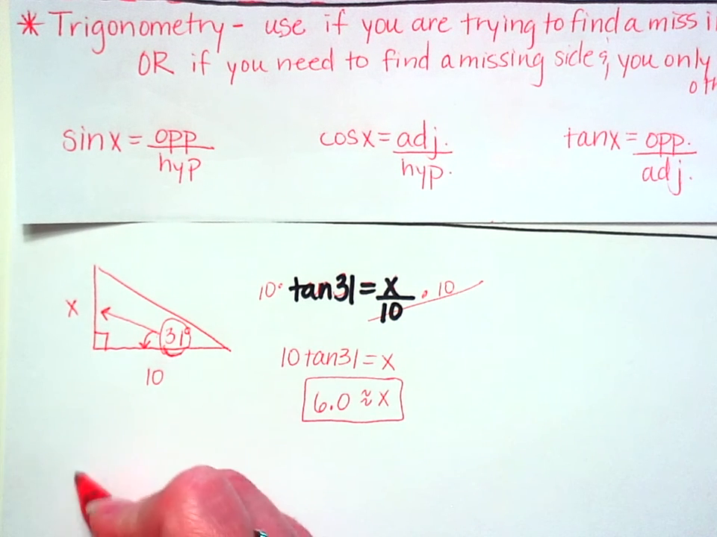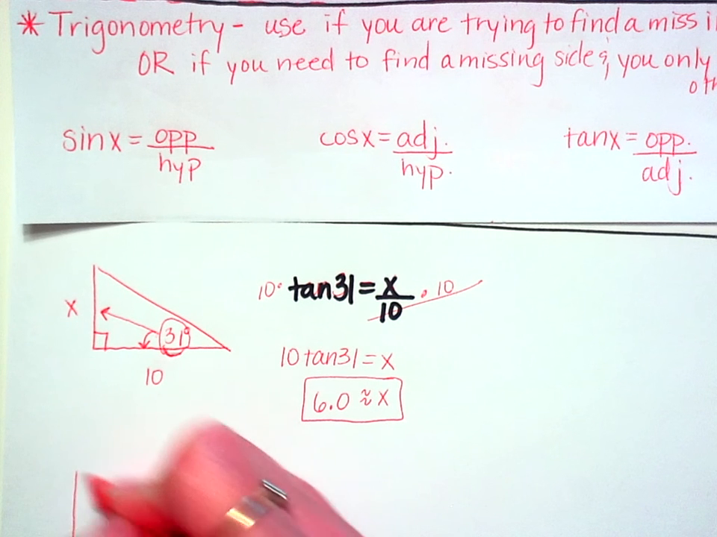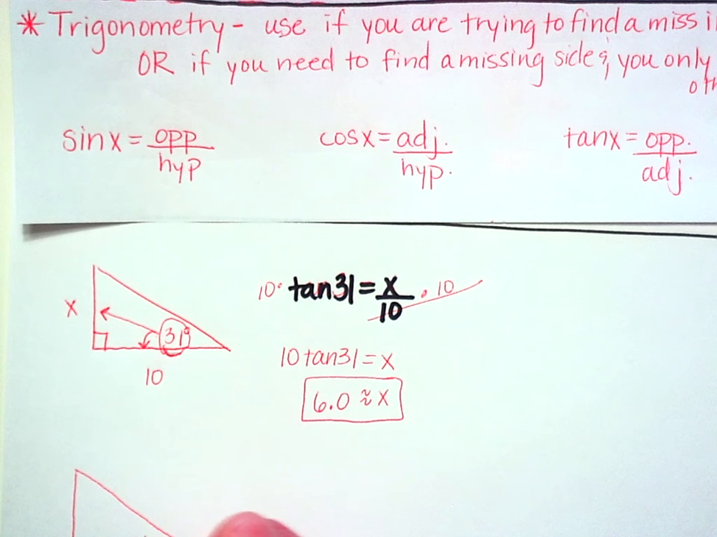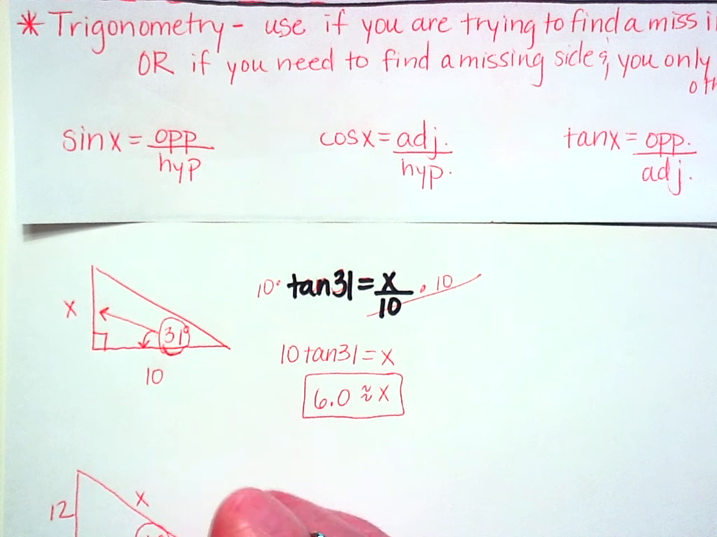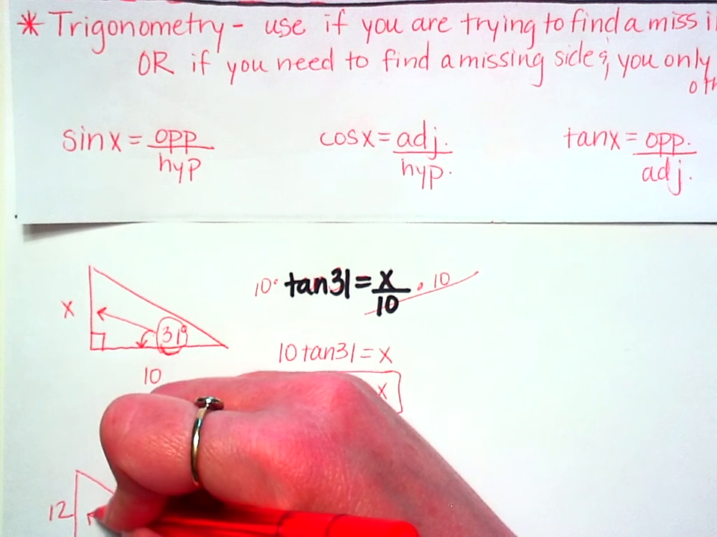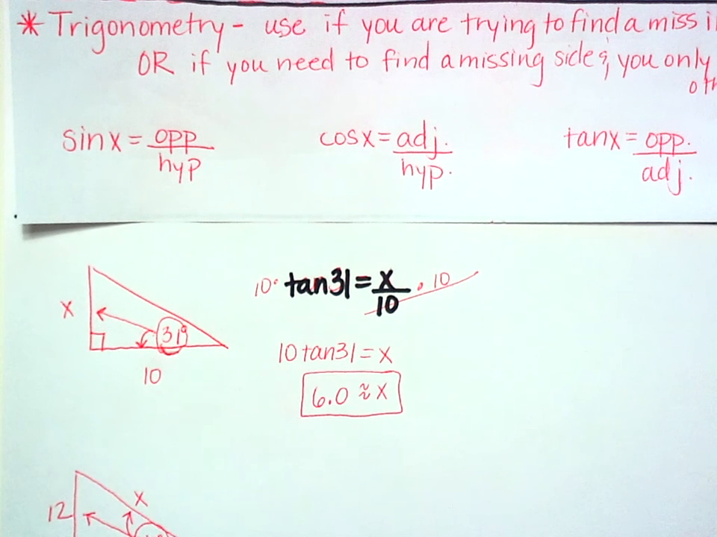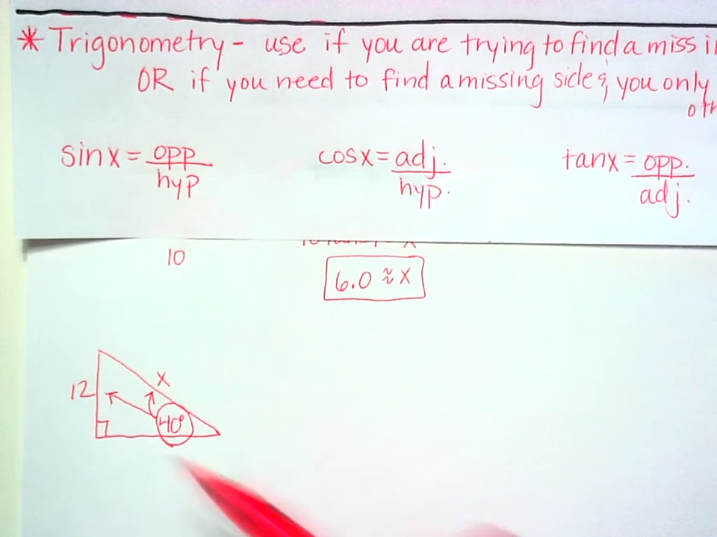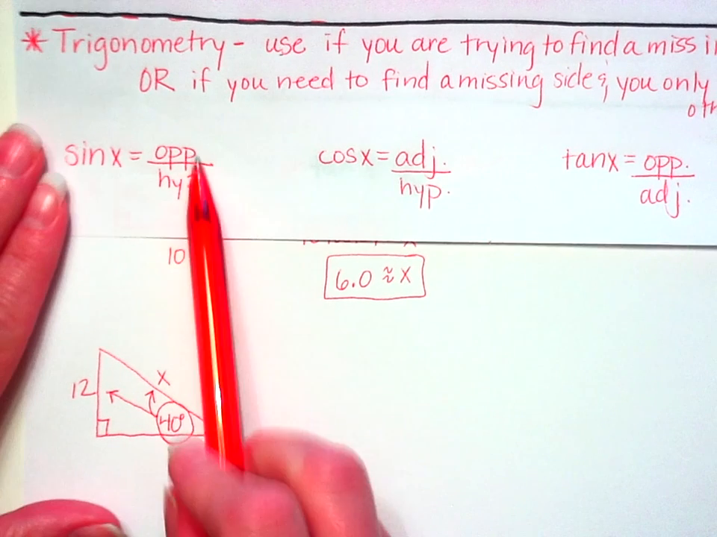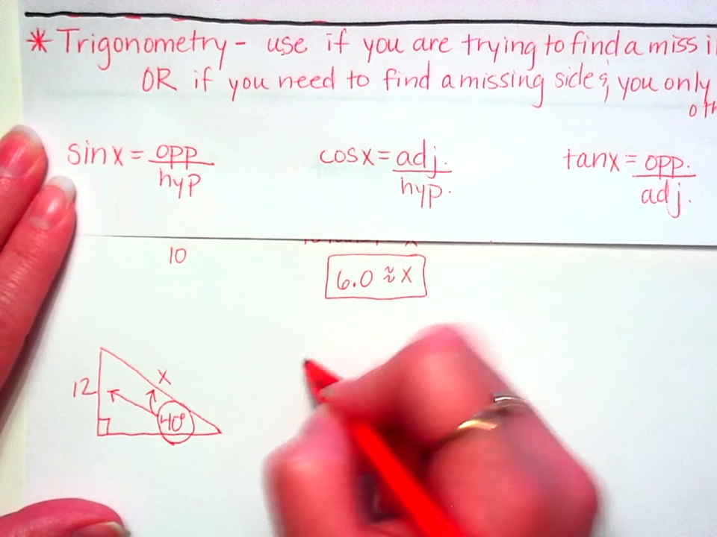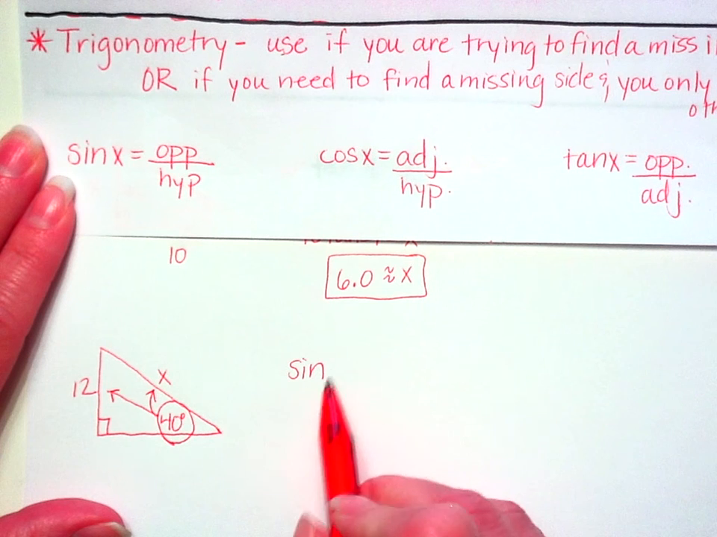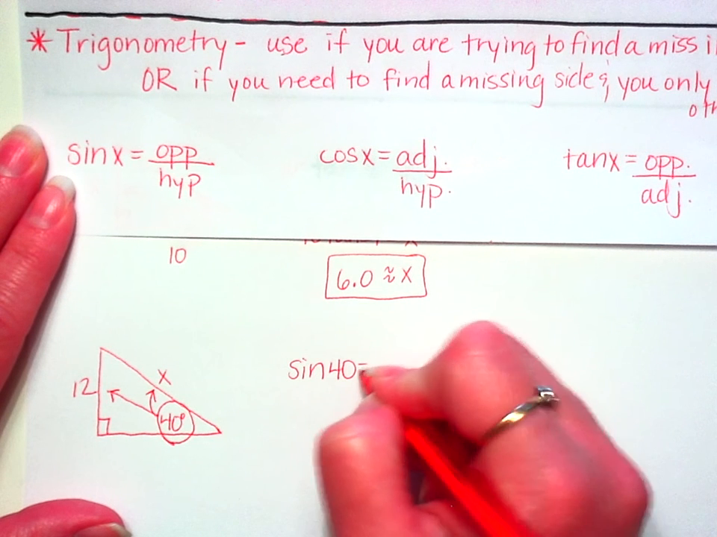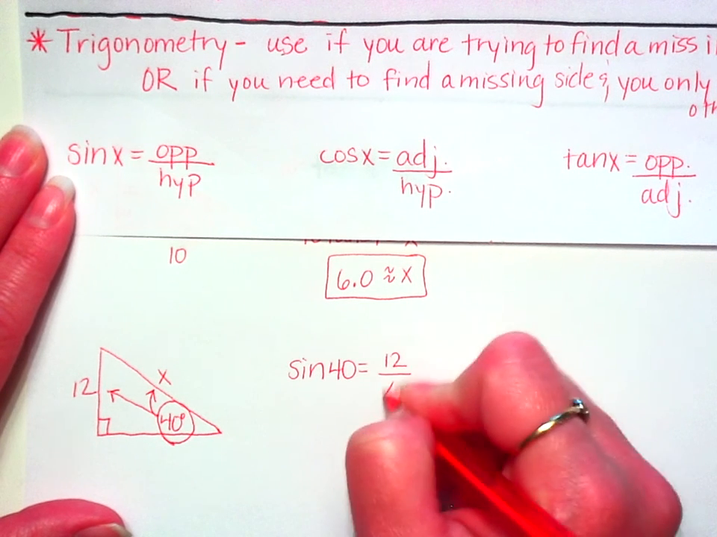Okay, let's do another one. Okay, so on this one, again, I'm going to circle the angle. I know the opposite side. I want to know the hypotenuse. Oops, sorry, didn't realize you couldn't see that. Okay, so opposite and hypotenuse. That goes with sine. So I'm going to go sine, and then I always put the angle next to it. And then I do opposite over hypotenuse.